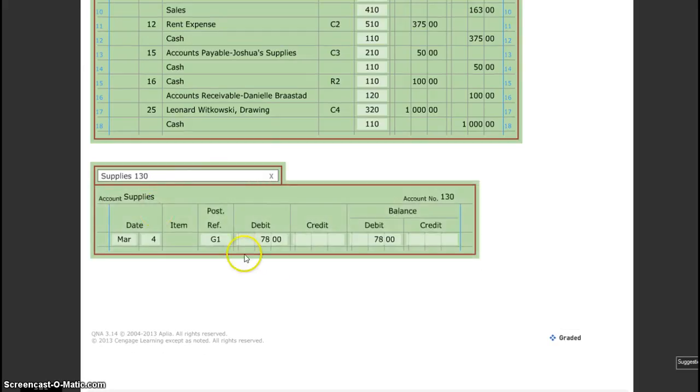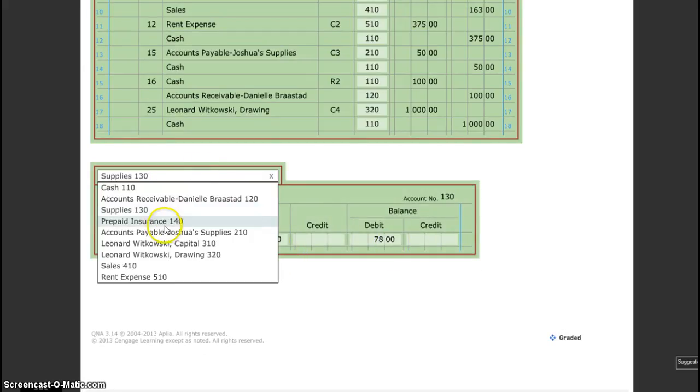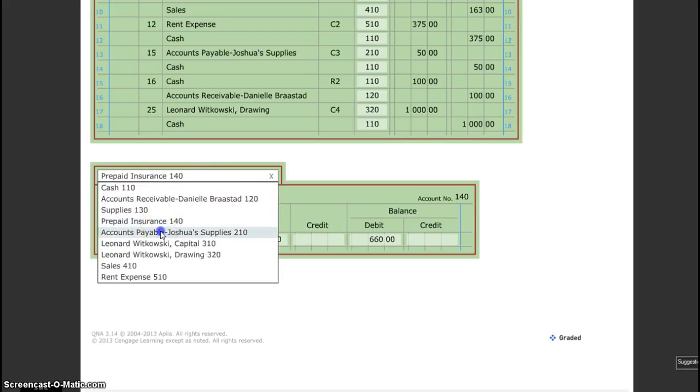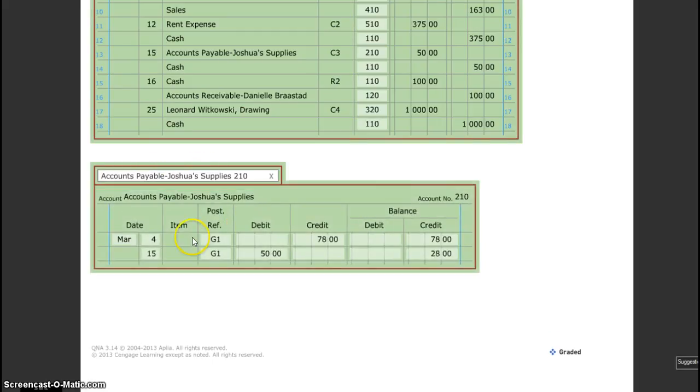Our supplies, we have $78 worth of supplies. It was only one transaction involving that. Same with prepaid insurance. Oh, I forgot to balance it here, so our balance of supplies is $660. The next one, the accounts payable, this is money we owe somebody else too. We started out owing somebody $78 with a credit here. We paid $50 on the 15th, so now we owe them on the 15th $28.